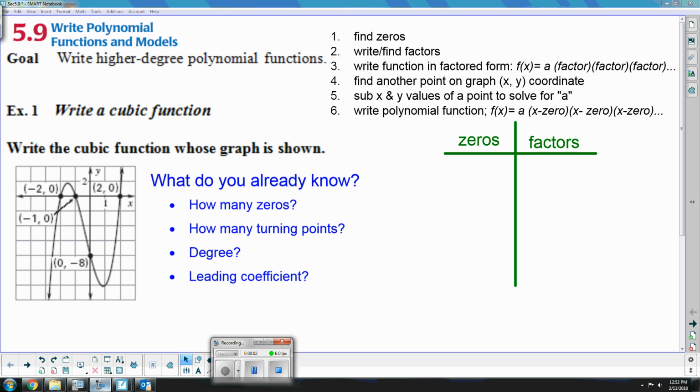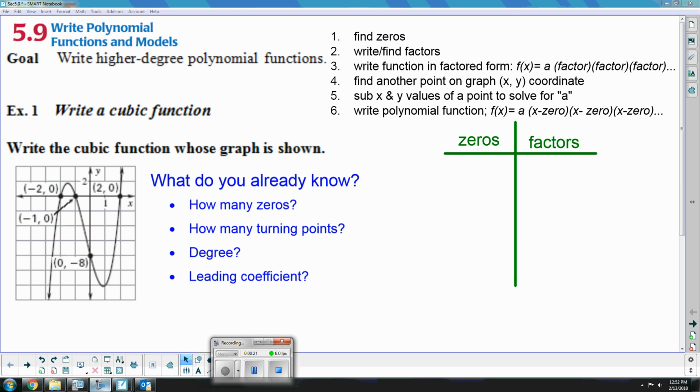Ladies, this is lesson 5.9, and in this lesson we're going to write polynomial functions and models. So I have just a few steps up here listed from 1 to 6 that you're going to follow, and then just a few questions that you're going to ask yourself every time you look at one of these graphs.